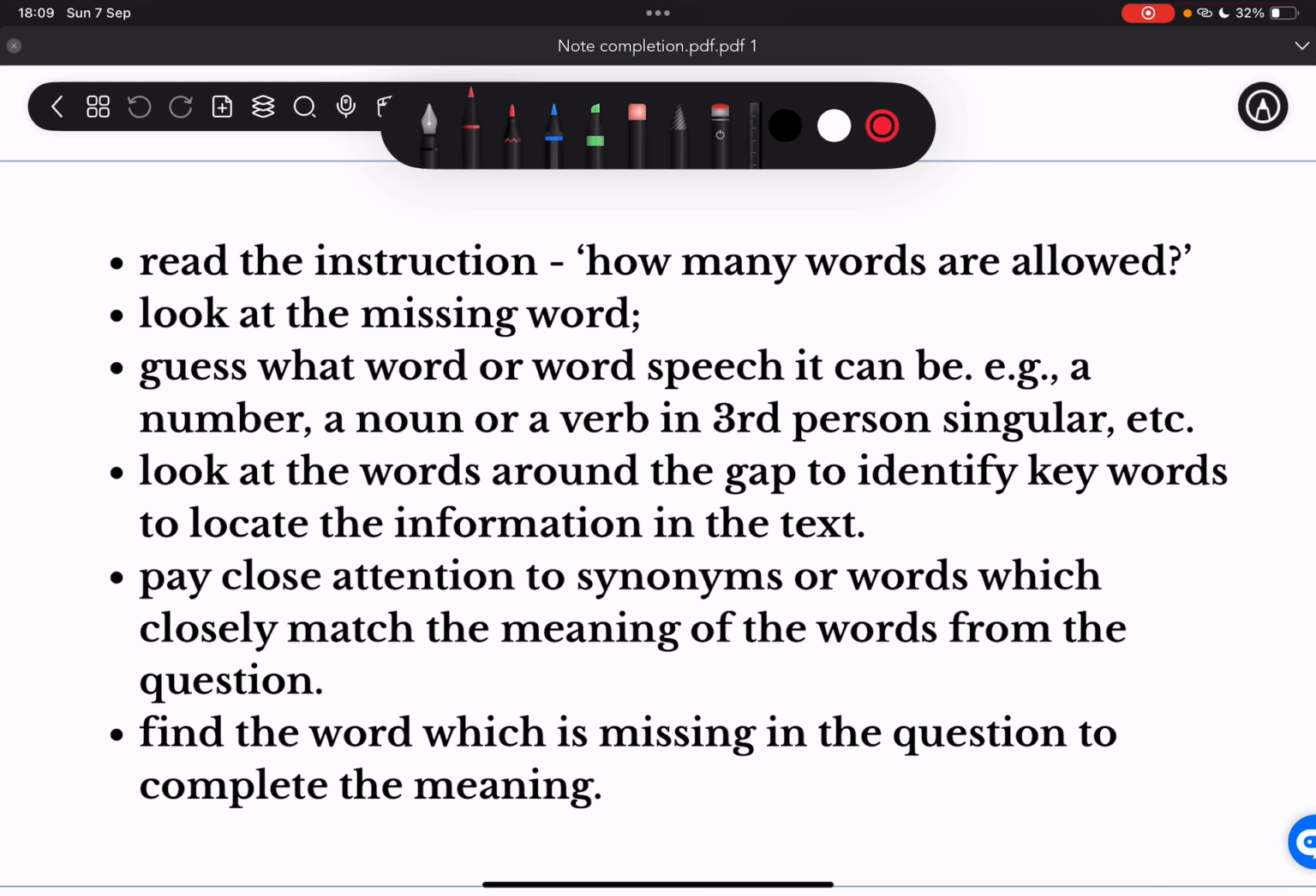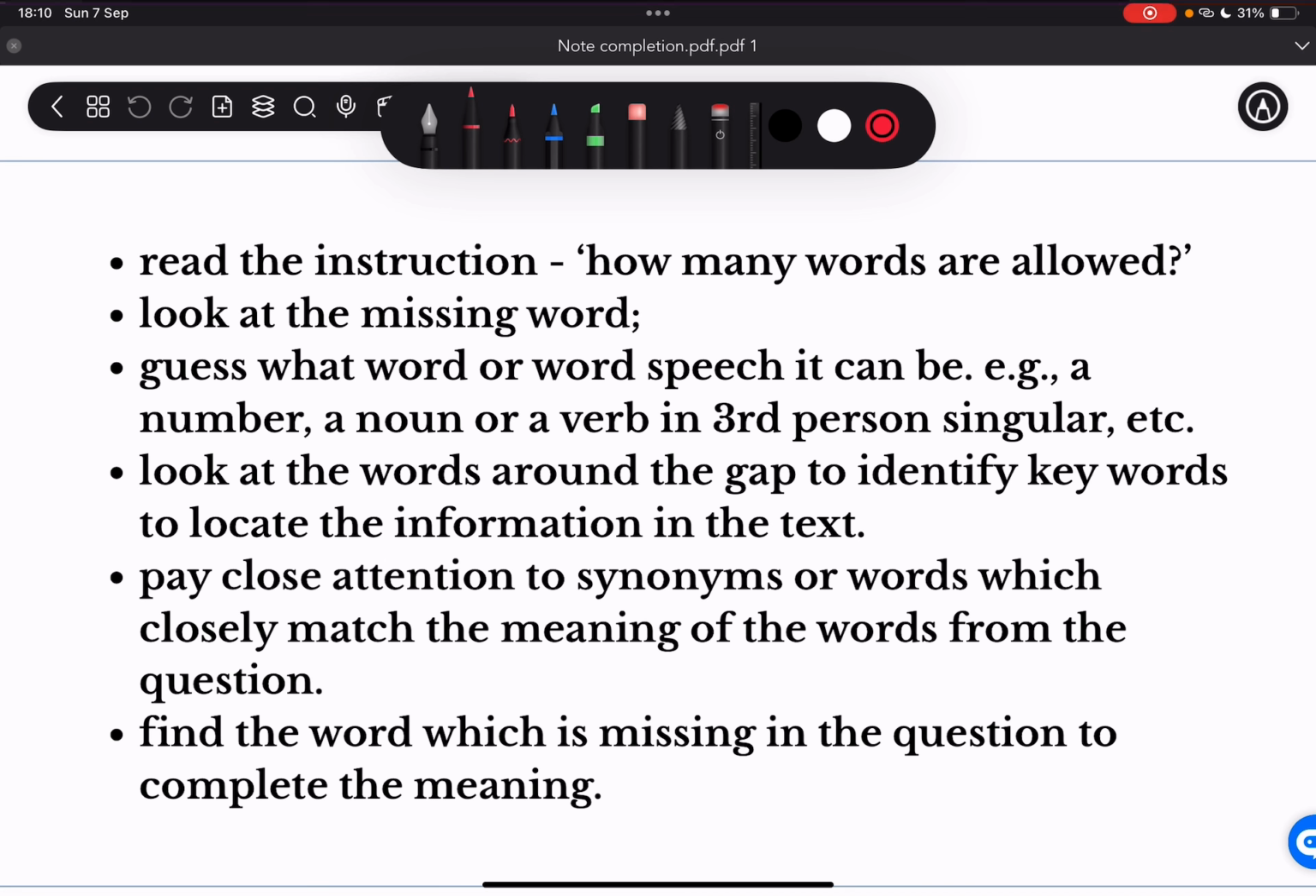And look at the missing word, okay? Obviously, we go and look at the part where a word is missing and we guess what word or part of speech it could be. For example, it could be a number or a noun or a verb in third person singular and so on. And look at the words around the gap to identify keywords to locate the information in the text.